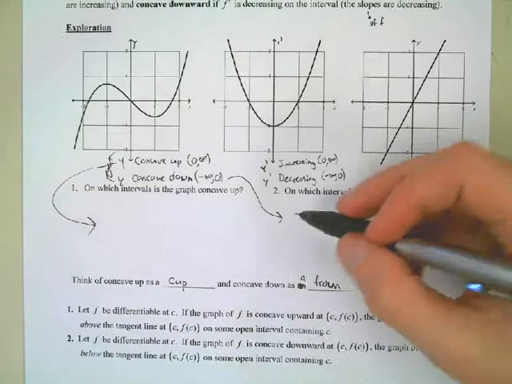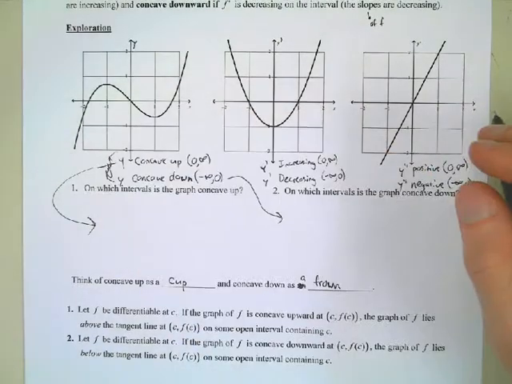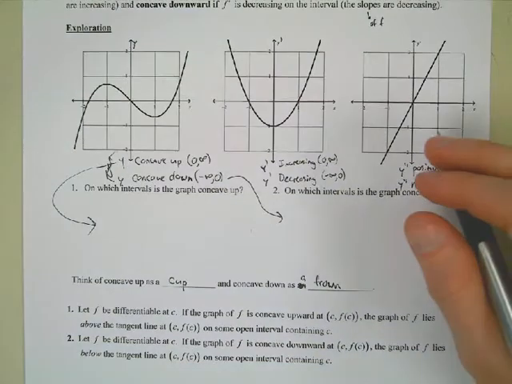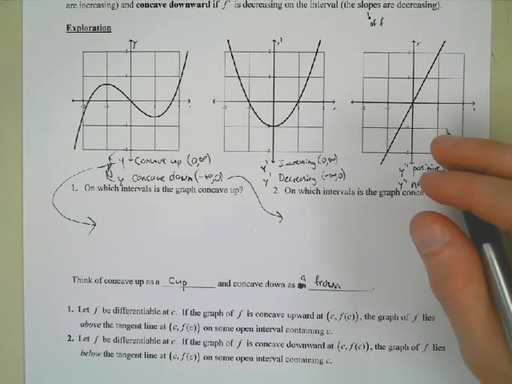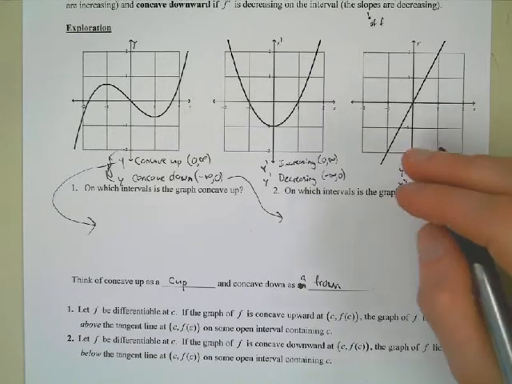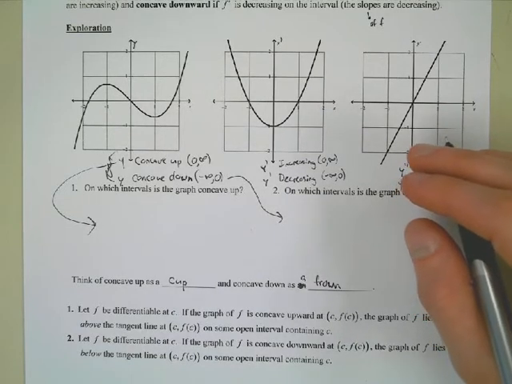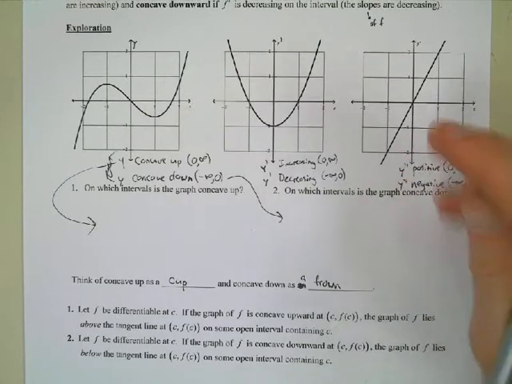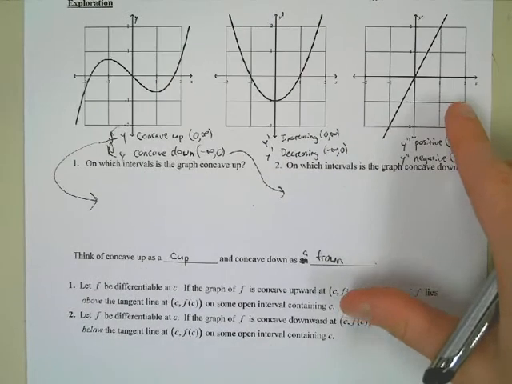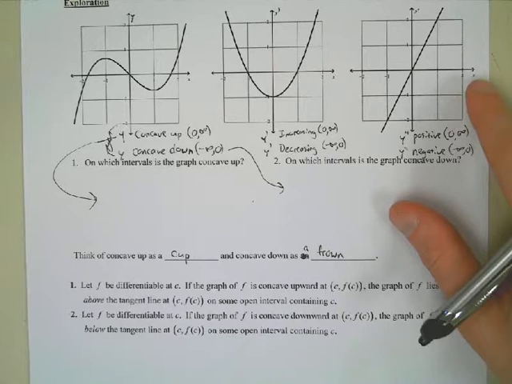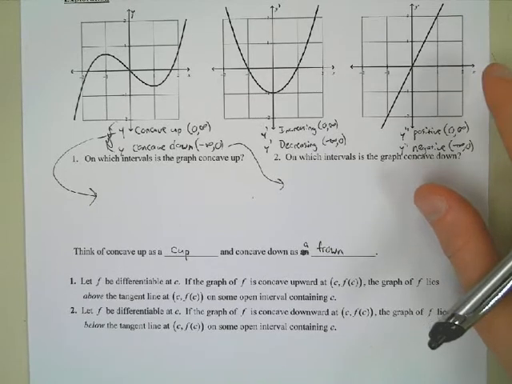Do you ever use convex? Nope. Convex isn't included in this for some reason. I don't know why. Just concave. It's probably an umbrella, I think is what it was supposed to be. But I like the frown because it rhymes with down, and cup rhymes with up, so it helps you remember it.